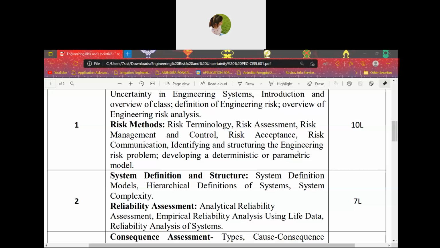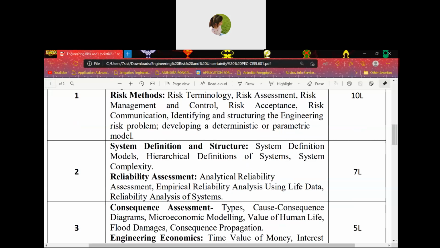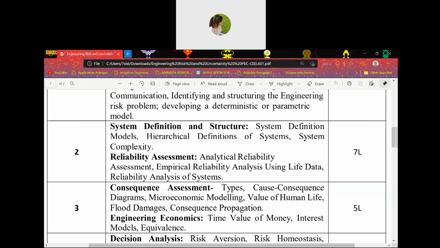The first one and the second one basically depend on the different systems, that is, they are mechanical. And the third one, empirical reliability analysis using live data, will be based on live examples. So we'll study that also. And here in unit 2, there are only 7 lectures. Next, unit 3, which has a total of 5 lectures.